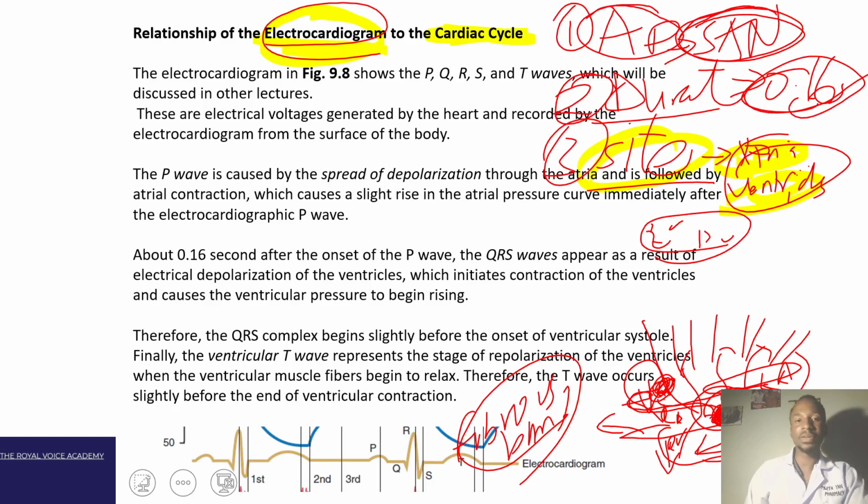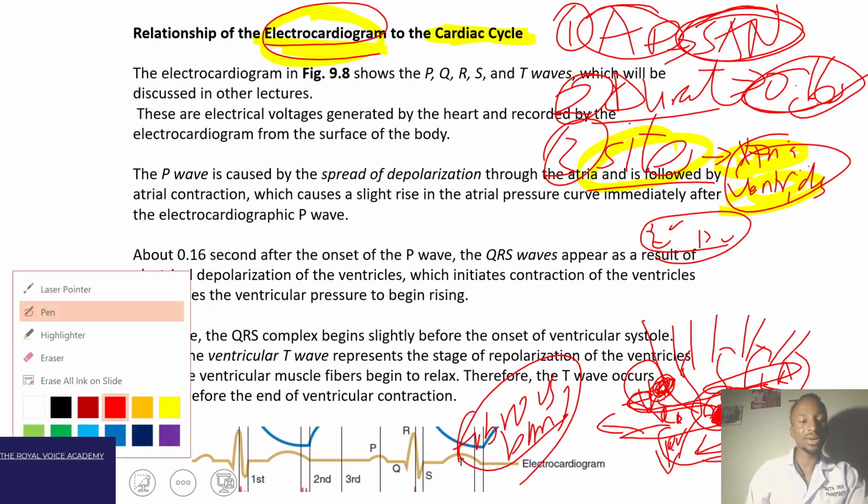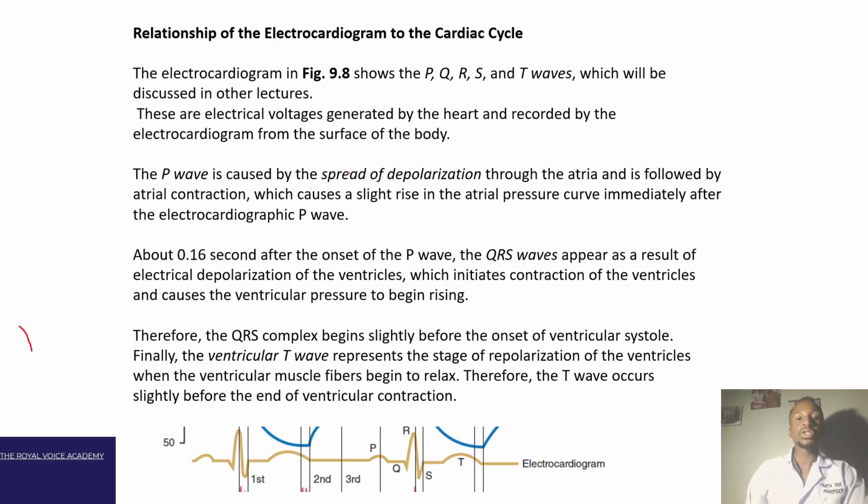But now let us move to the main lecture for today. What is the relationship of the electrocardiogram and the cardiac cycle? So the electrocardiogram shows the P, Q, R, S and T waves, which will be discussed in other lectures. As I've said, we'll be discussing that in our next class. So these are electrical voltages generated by the heart and recorded by the electrocardiogram from the surface of the body. The P wave is caused by the spread of depolarization through the atria and is followed by atrial contraction, which causes a slight rise in the atrial pressure curve immediately after the electrocardiographic P wave.